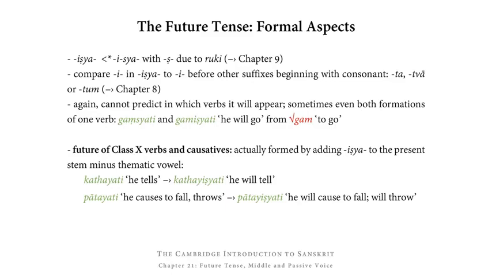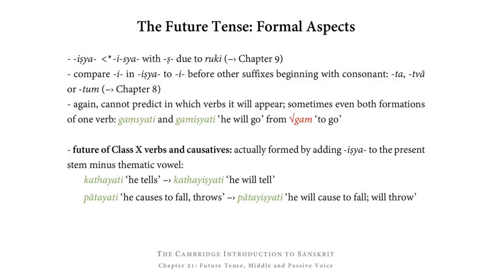Again, we cannot predict in which verbs this i will appear, and sometimes we even get both formations using sya and ishya of one and the same verb. So, for example, from gam, to go, we actually get both gamishyati and gansyati, where in front of the sya, the gam changes through internal sandhi to gan, so gansyati.